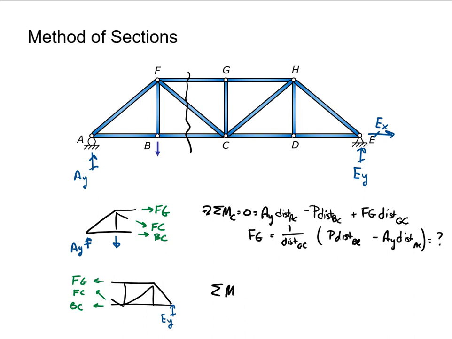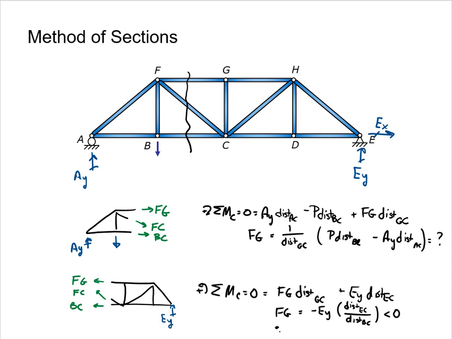We sum moments about the same point, point C, because it takes care of two of our unknowns. This time, let's take counterclockwise as positive. We have a positive contribution from member FG and a positive contribution from the reaction at E. When we solve for member FG, we see that the result is negative. So FG is in compression.